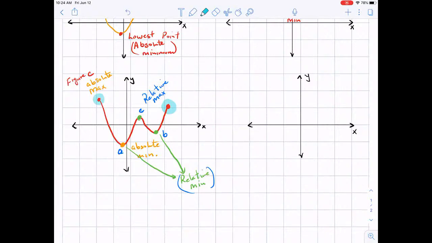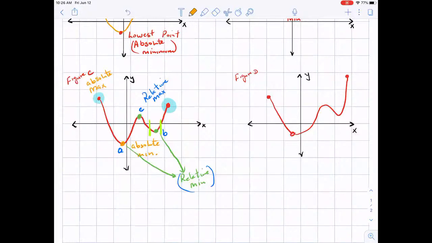Okay. So you have to be careful when we speak of relative. Relative means you're comparing it to some interval. It's the highest point on an interval. So if we look specifically at some interval over here, let's say between here and here, then that green dot is the lowest point within that interval. And we'll get to definitions in a few minutes.